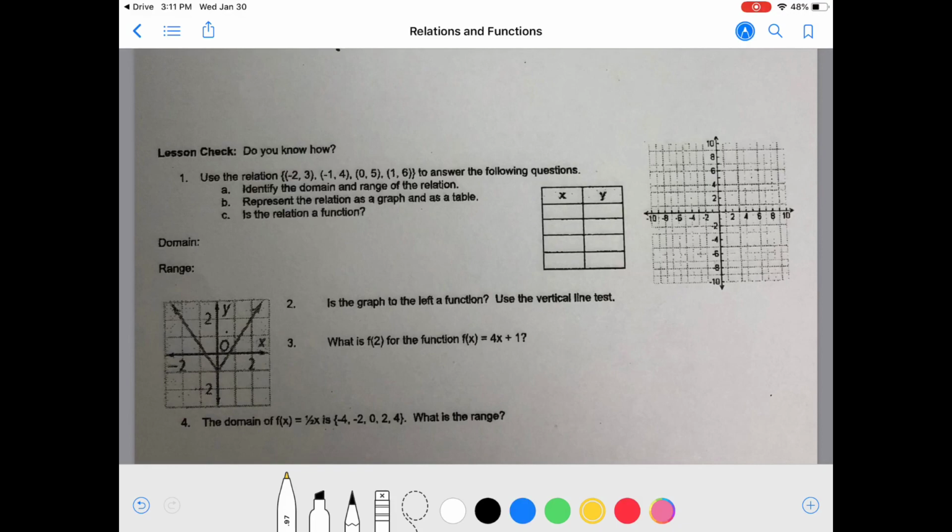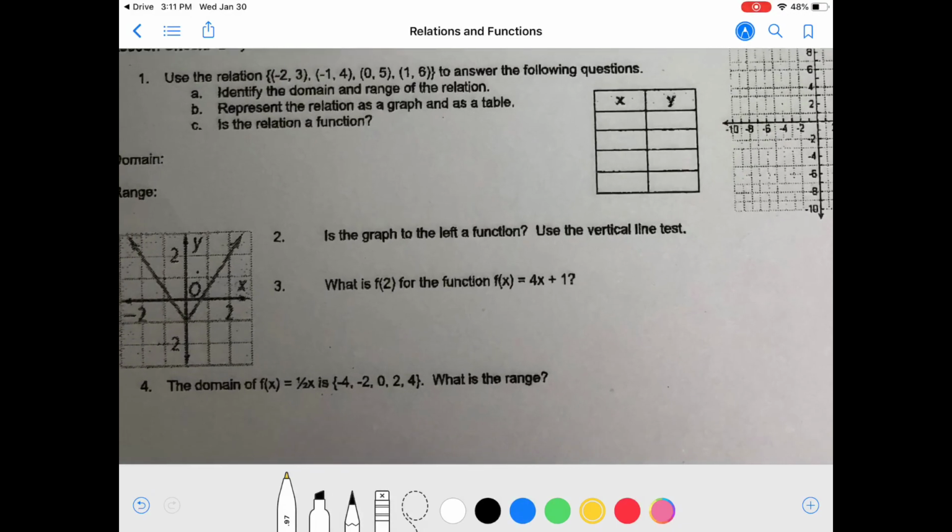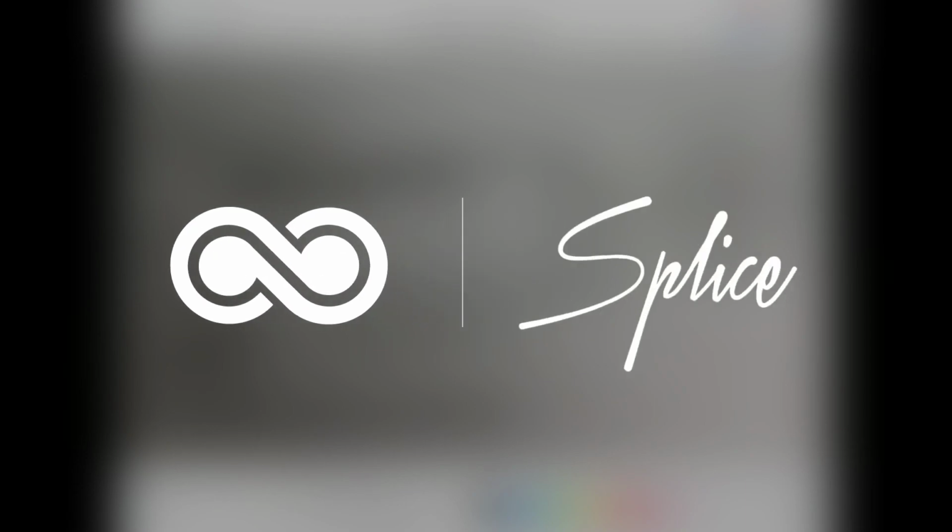So you can use what we've already done to complete all of these. There's not a single one down here that you can't do using what we just went over.